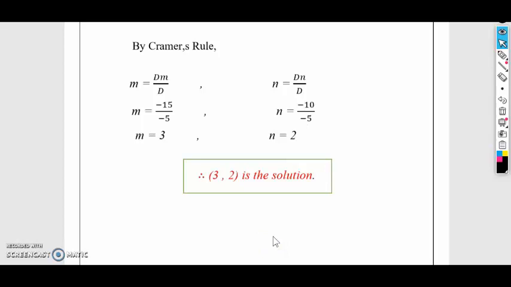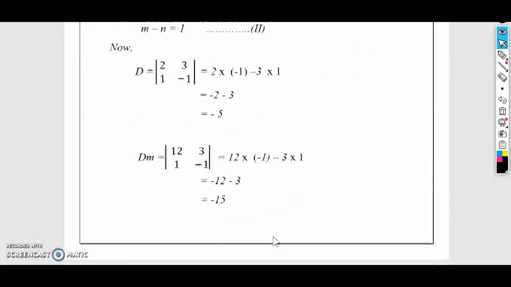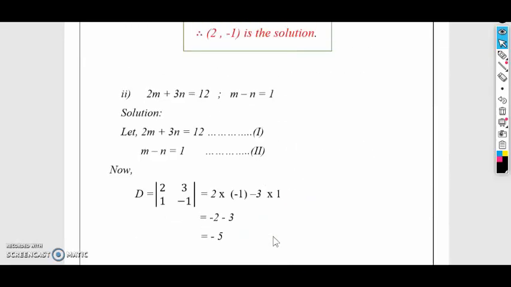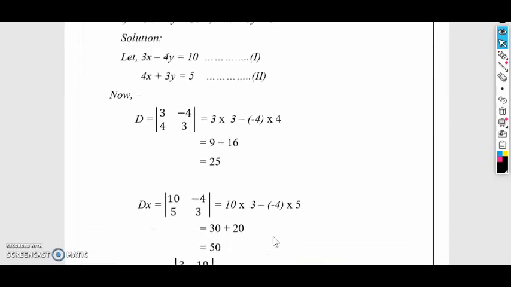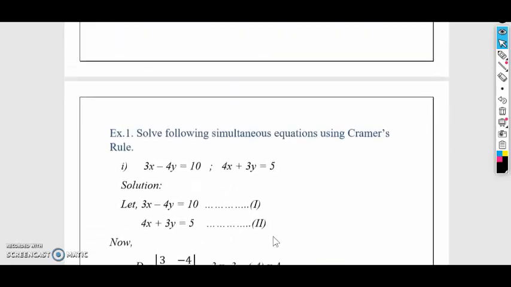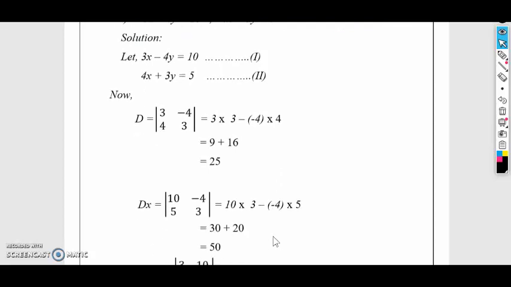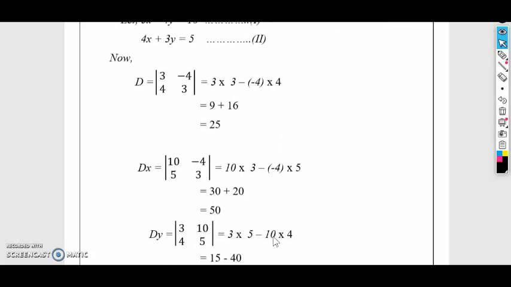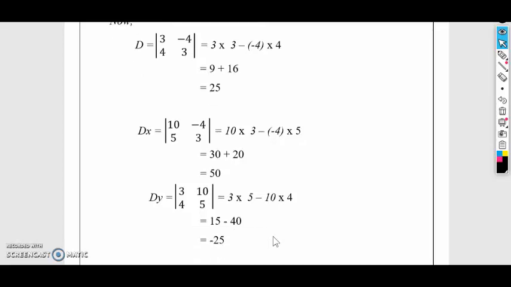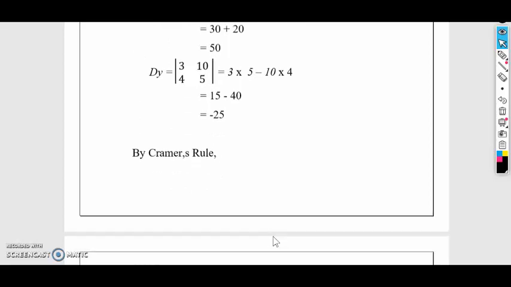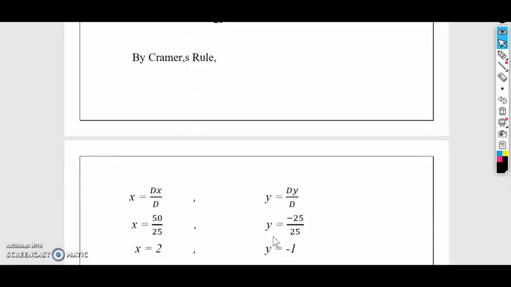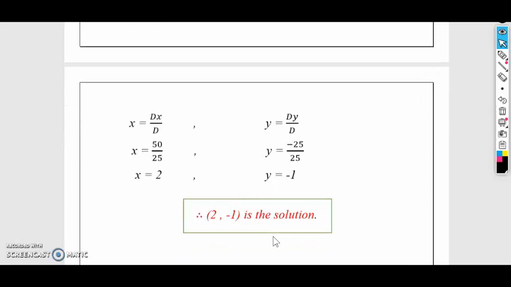In this way, we learned how to solve simultaneous equations by using the determinant method or Cramer's rule, and it is a very important example. So the steps to solve these examples are: we write D, Dx, Dy, and solving the determinants we get the values of D, Dx and Dy, and by using Cramer's rule, x is equal to Dx by D, y is equal to Dy by D. By using this formula we get the final answer.